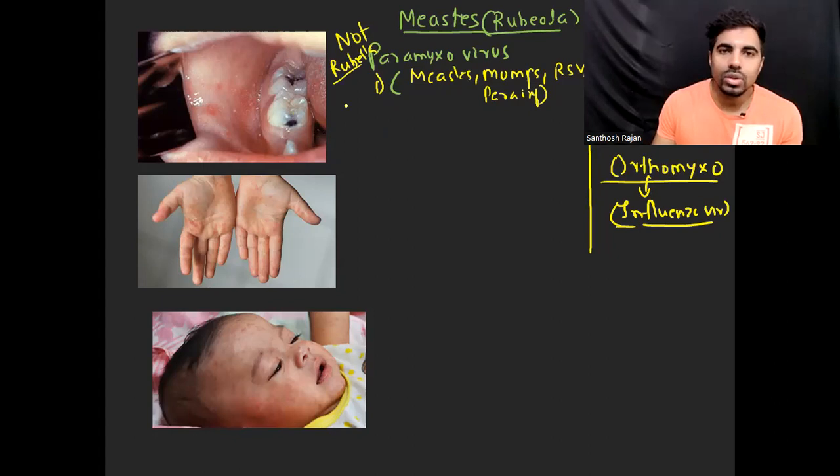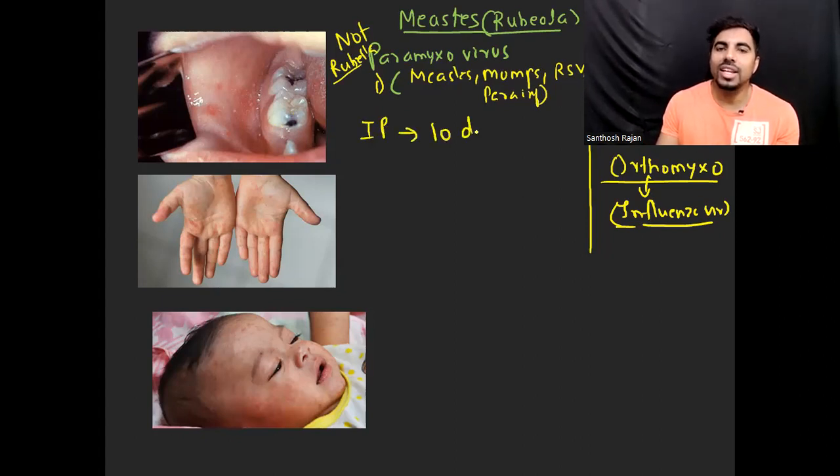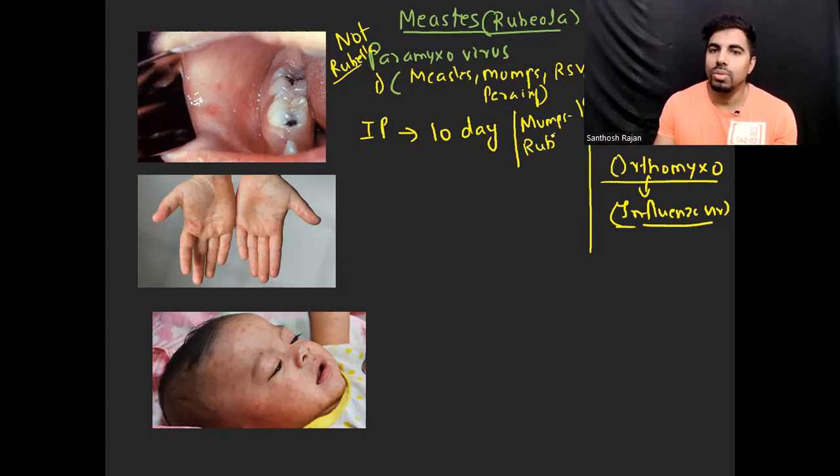Now, what are the lesions of measles? Before that, remember the incubation period. For measles it is 10 days. For mumps, how many days? 19 days. Bigger mumps, bigger number. And for rubella it is only 14 days. Because we are talking about MMR, I'm just revising. So 10 days for measles.